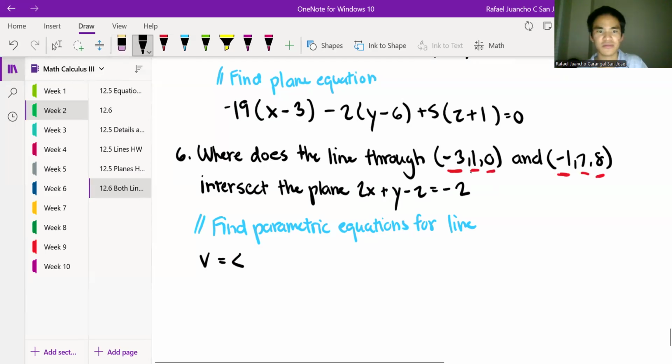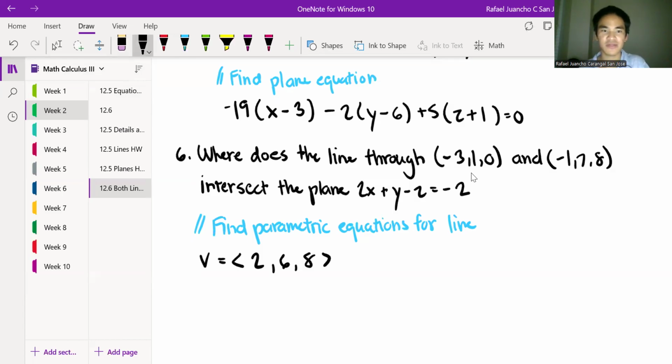So this is what? Negative 1 minus negative 3. Negative 1 plus 3, 2. Then 3 minus 1, 2. Next, we have 7 minus 1, 6. 8 minus 0, 8. Done. That's our vector, our direction vector.